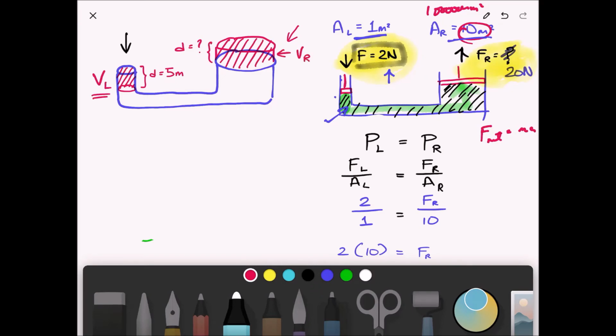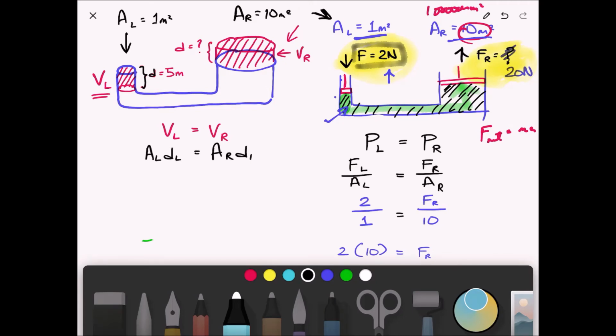So basically the volume of R that rises up has to be equal to the volume of liquid that I have pressed down on the left. I know that this cross-sectional area on the left hand side is 1 meter square, and down here AR is going to be 10 meter square, just the dummy value we put in. So how do I calculate this volume? Well, the volume is given by the cross-sectional area times the height, right? So I would have AL times DL must be equal to AR times DR.